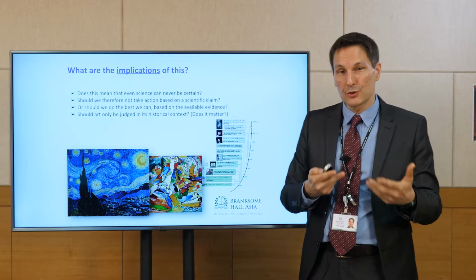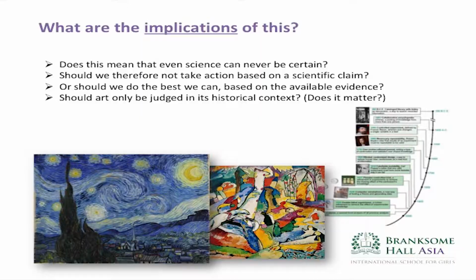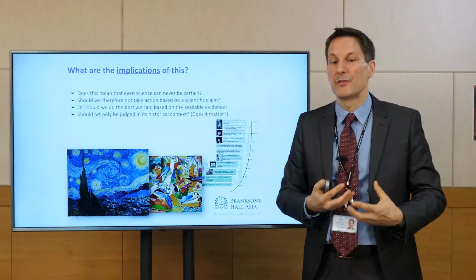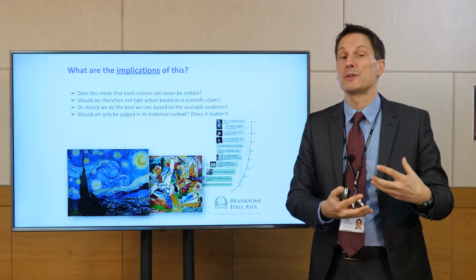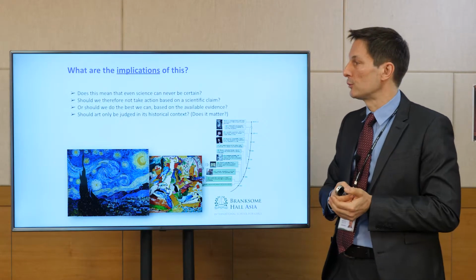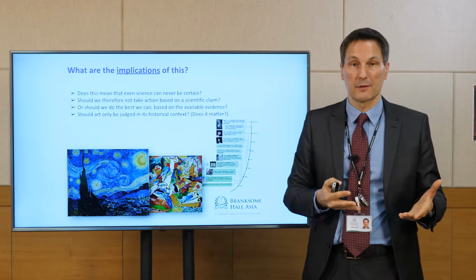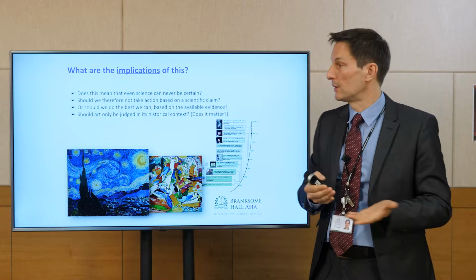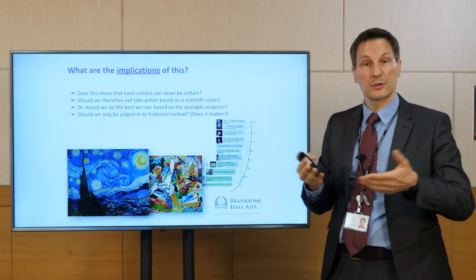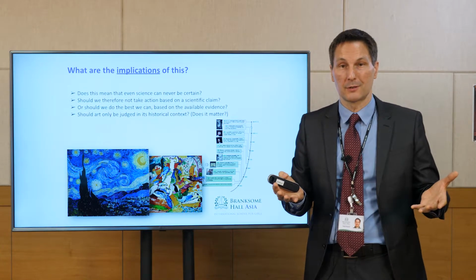So the implications of this are very important. Again, I'm talking here about once students have managed to think critically about these questions, the next step is to really think about what are the implications of this in the real world. So for example, does this mean that even science can never be certain if it's always changing? Should we therefore not take any action based on a scientific claim?